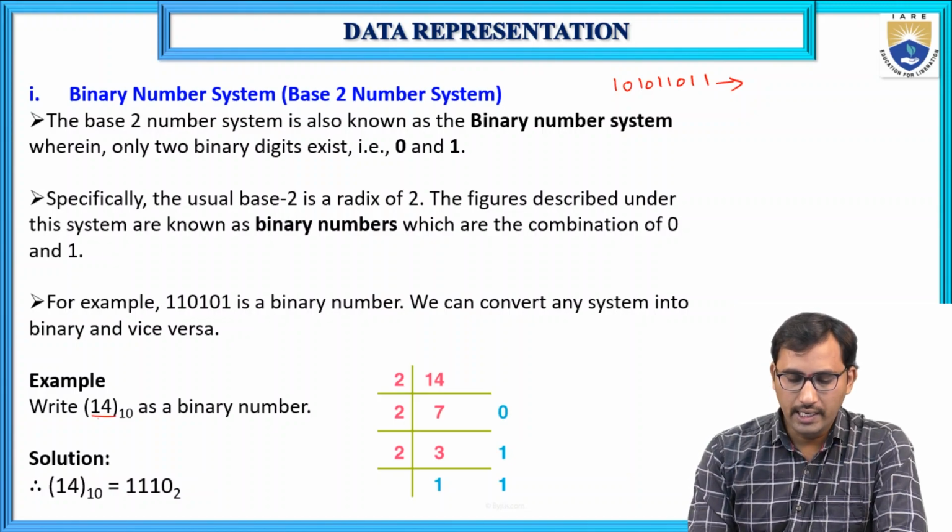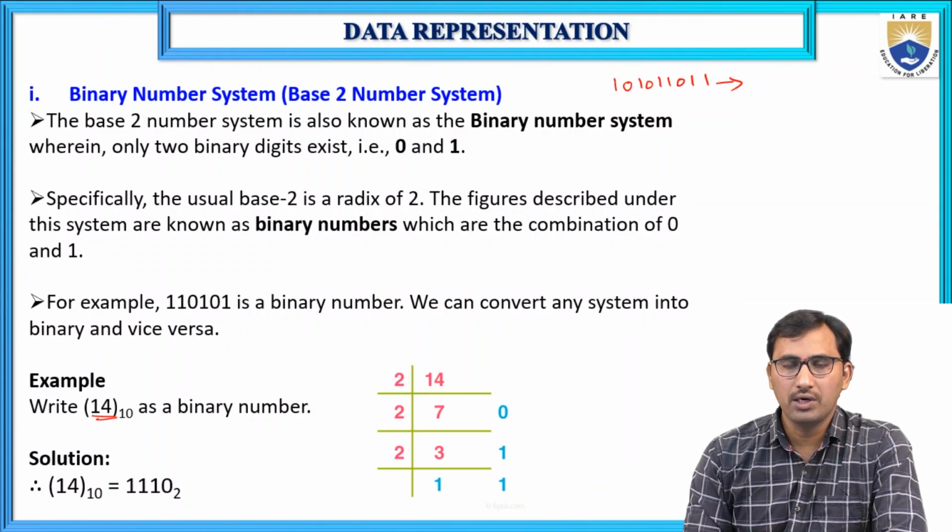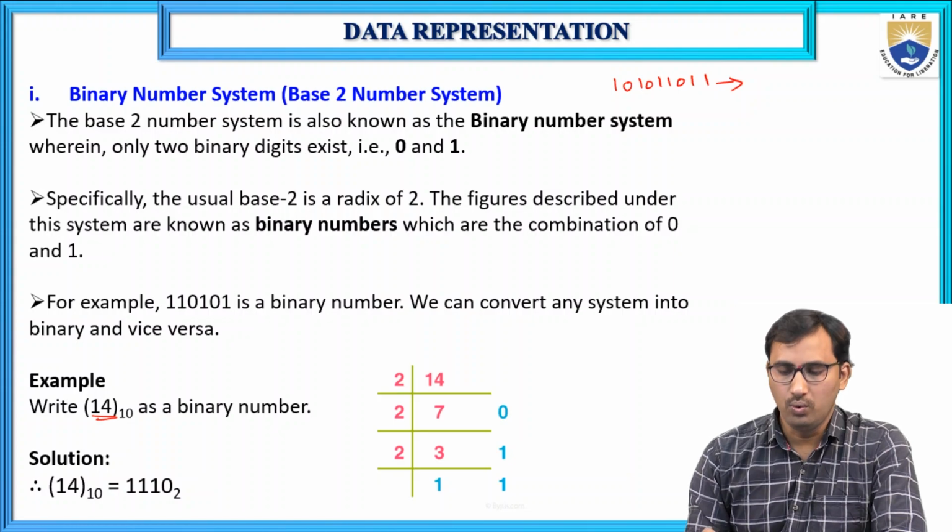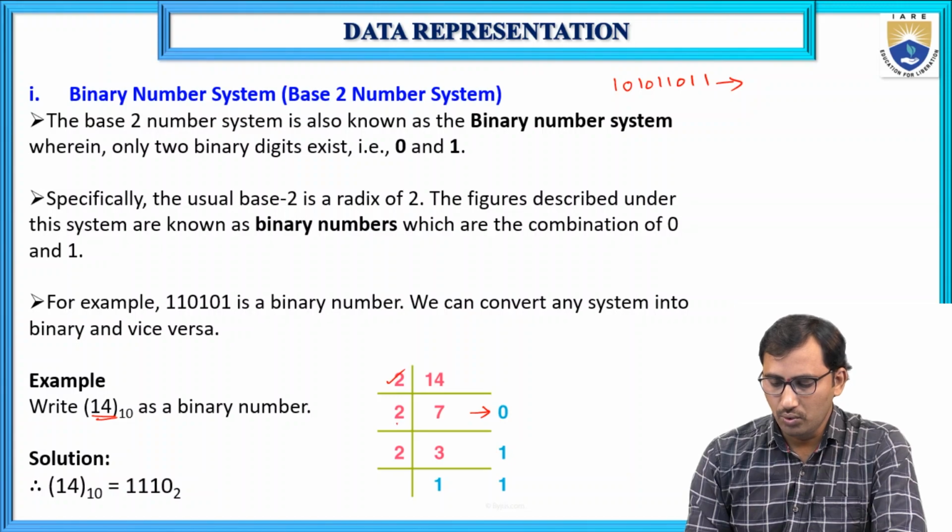Suppose we have a decimal number 14. That we can convert into the binary by dividing the decimal number with 2. So if you divide 14 with 2, 2 sevens are 14, so the remainder is 0. And again we are dividing with 2. 2 threes are 6, and the remainder is 1. And 2 ones are 2, remainder is 1. So after division, we have to take the remainders from the bottom to top. So that means 1, 1, 1, 0.